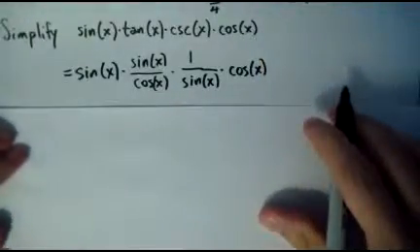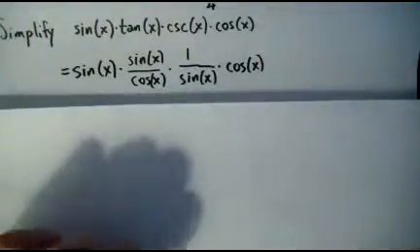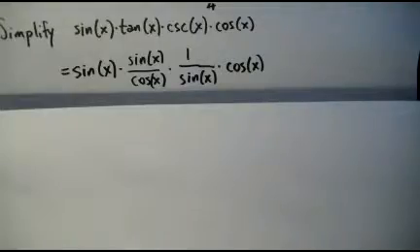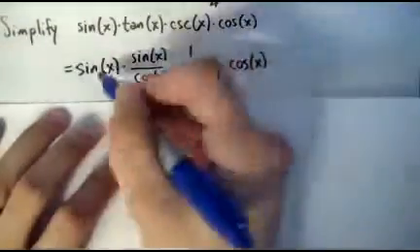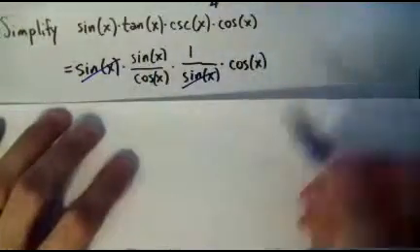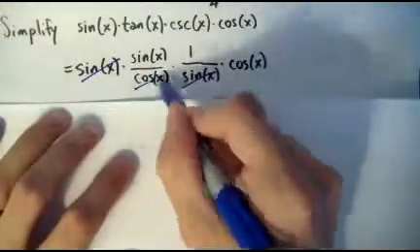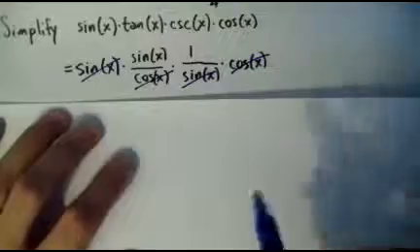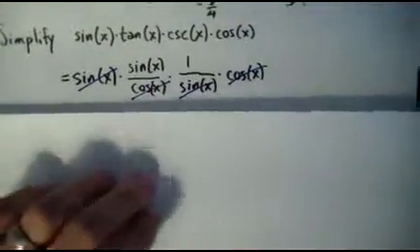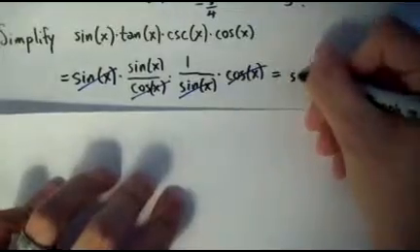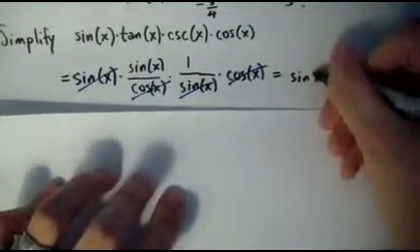And now once you've written it out like this, we can quickly see the cancellations that need to be made. We have a sine of x in the denominator that can cancel with the sine x in the numerator over here. We have a cosine of x in the denominator over here that can cancel with this cosine x on top. And we're left with just sine of x. So this simplifies to sine of x.